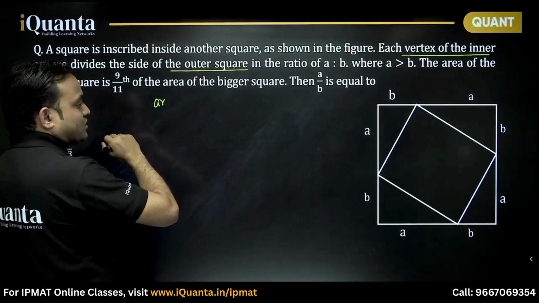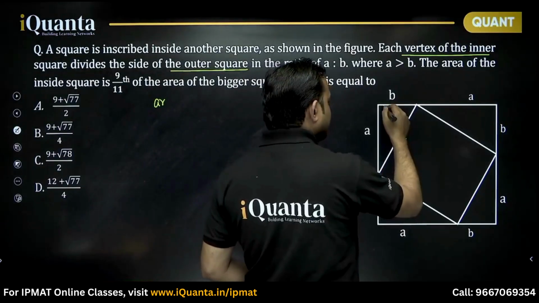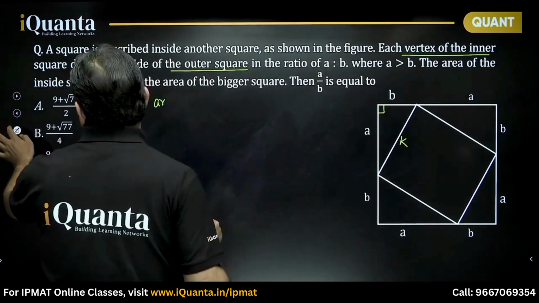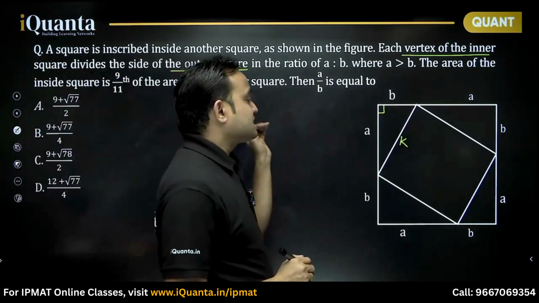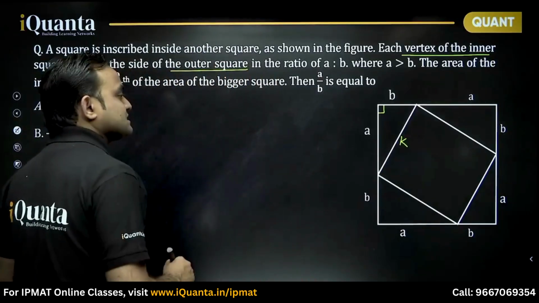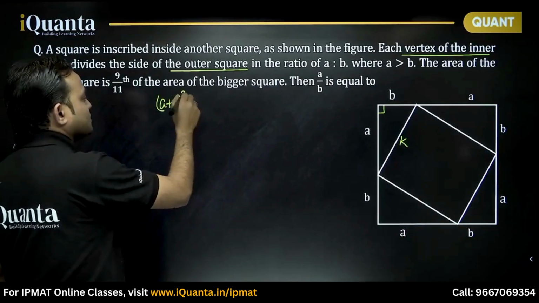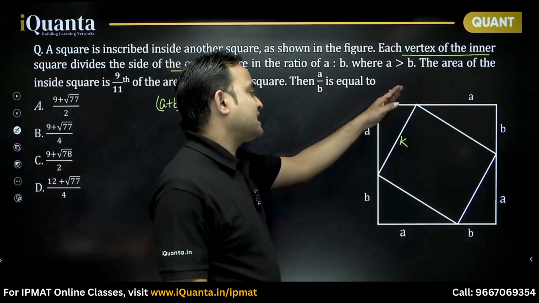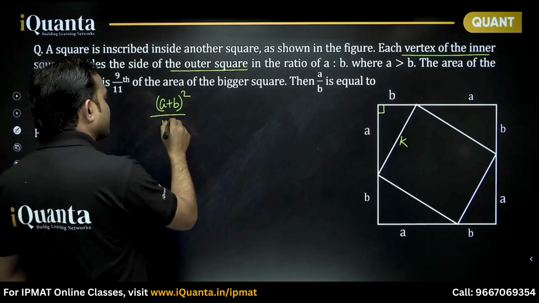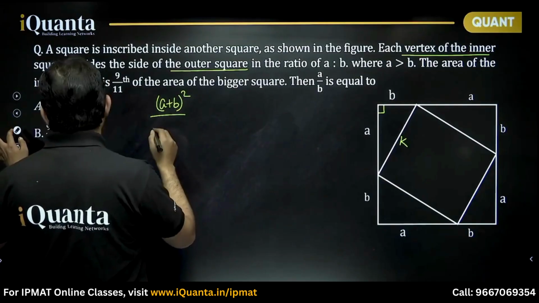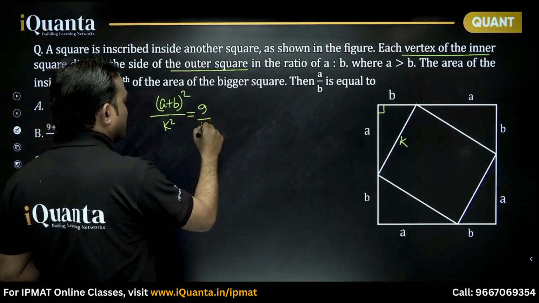We know the area of the smaller square, right? So if this value is k, and this is perpendicular, what we can say is k will be equal to the square root of a square plus b square. The side length of the bigger square is nothing but a plus b, and respectively the side length of the smaller square will be k. So (a plus b) whole square divided by k square is equal to 9 by 11, right? This is equal to 9 upon 11.